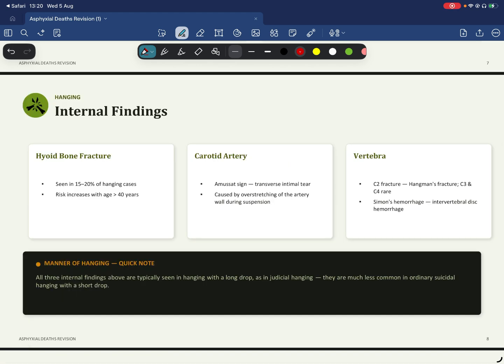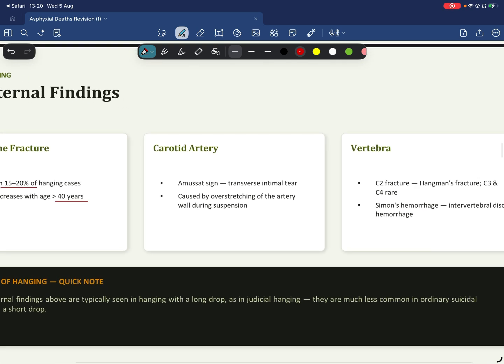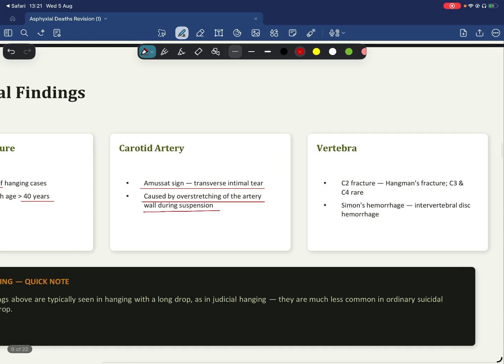Internal findings. Hyoid bone fracture is seen in 15 to 20% of hanging cases, and increased age is a risk factor for hyoid bone fracture. Carotid artery: Amussat sign is the transverse intimal tear of the carotid artery caused by overstretching of the artery wall during suspension. Vertebra: C2 fracture is also called hangman fracture. C3 and C4 fractures are rare. Simon hemorrhage is intervertebral disc hemorrhage.